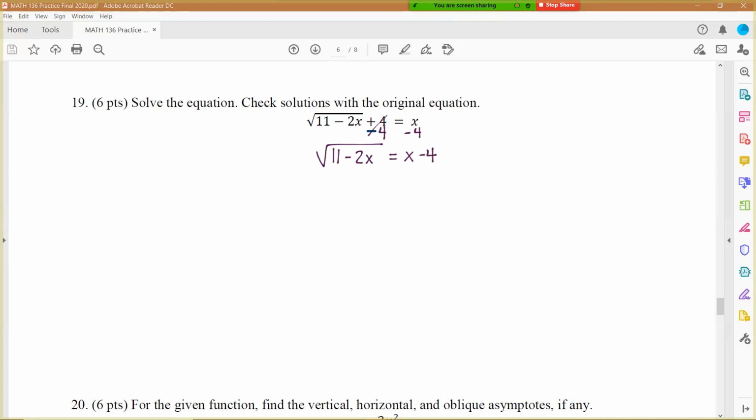Now that we have the square root by itself, we can go ahead and get rid of it by the inverse of a square root. The opposite of a square root is squaring. So we're going to square both sides. We squared the left side to get rid of the square root to get 11 minus 2x. But the right side, when we square it, turns into a box problem. We need to take x minus 4 times x minus 4.